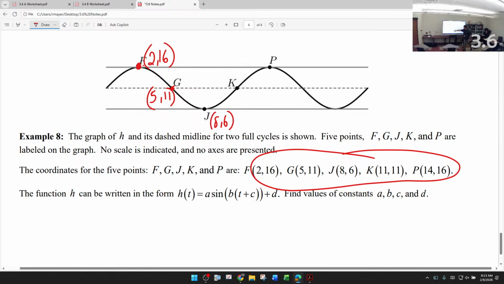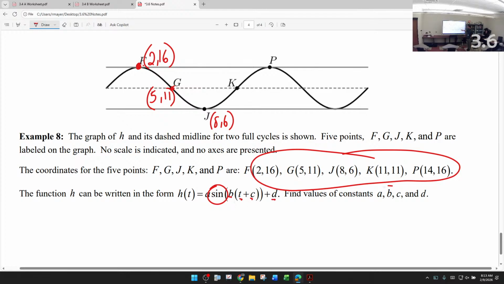Okay, the function can be written in the form of, so they want me to use sine. That means I have to start at the midline. I would like to start at the midline and go up. Don't have to, but you're less likely to make a mistake. You got B, you got T, they got C, they got D.